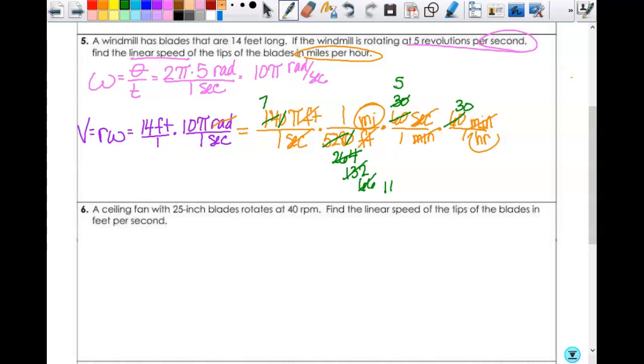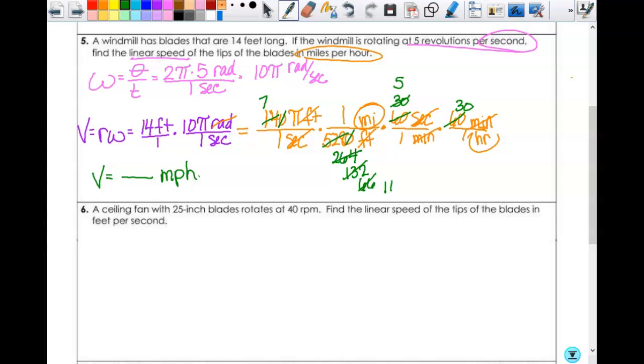So whether you multiply 7 times 5 to get 35, then multiply that by 30, it doesn't matter what order you multiply in. Do whatever you think makes the most sense to you, and tell me what we get in the end. Give everybody a second to think about it. I know that it's going to be miles per hour.